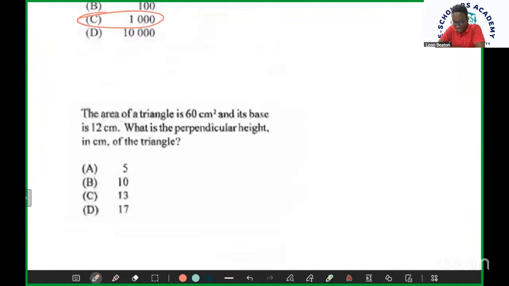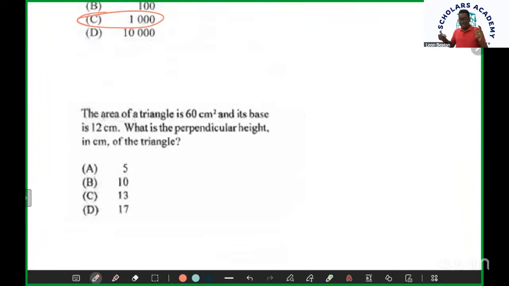So the area of a triangle is 60 cm squared. Its base is 12 cm. What is the perpendicular height in cm of the triangle? So we got the area. The area is equal to 60. The base is 12, they want to know the height.